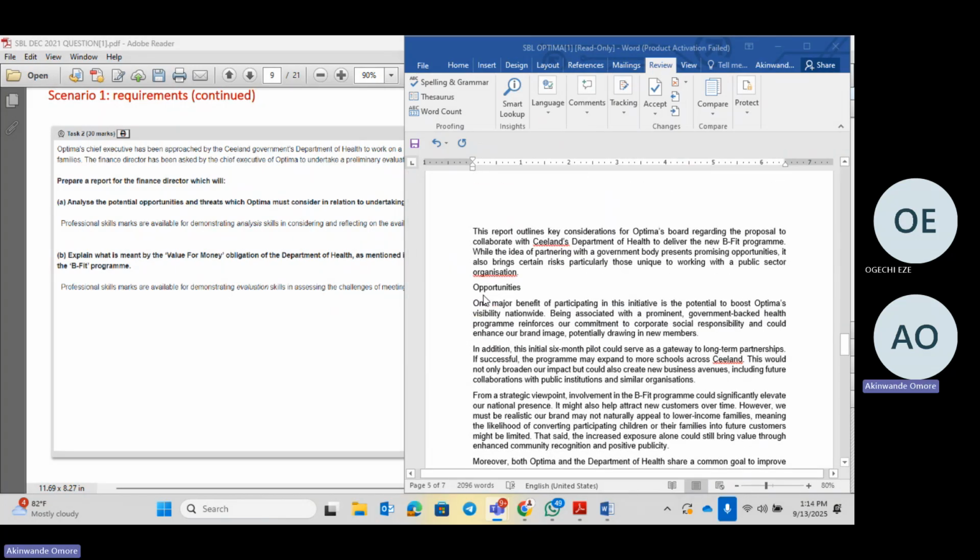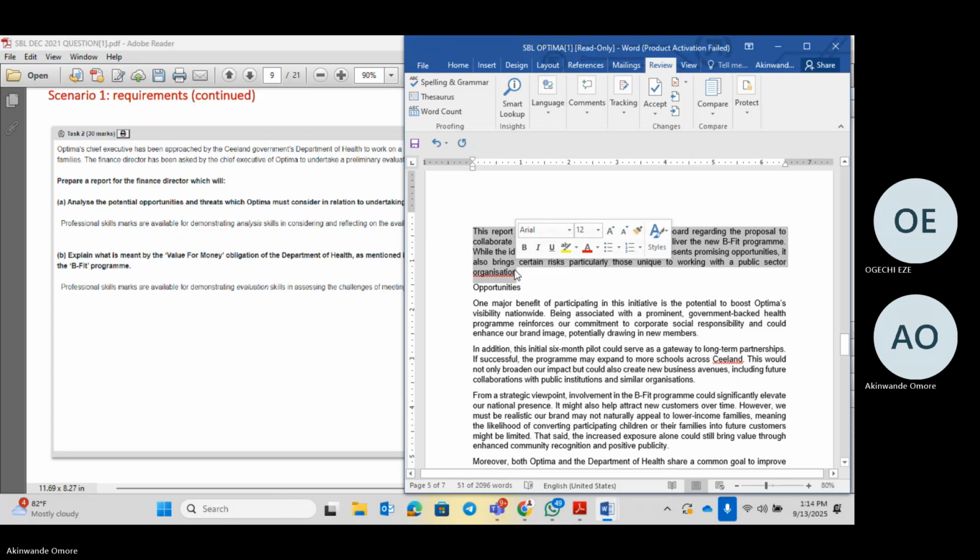Okay, look at the introduction. An introduction normally should outline the requirements, and the required skills. So, do you think the requirement is okay? I think it's okay.